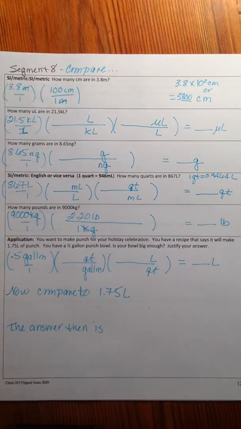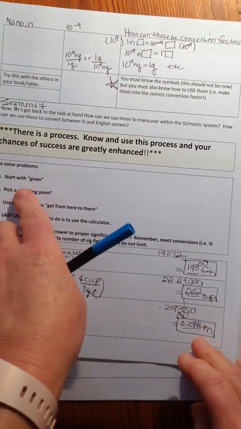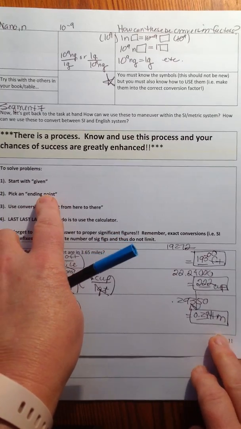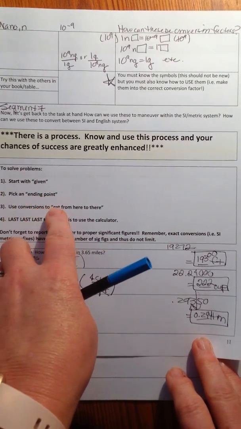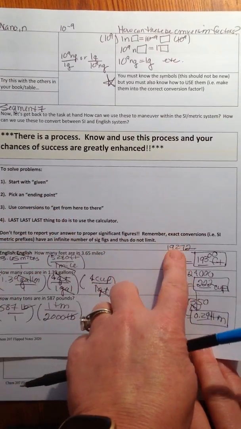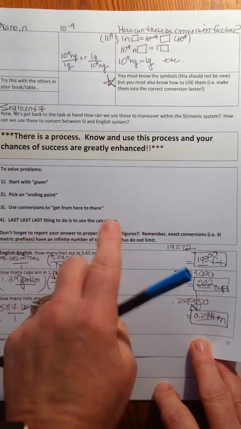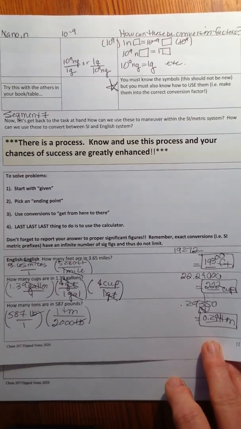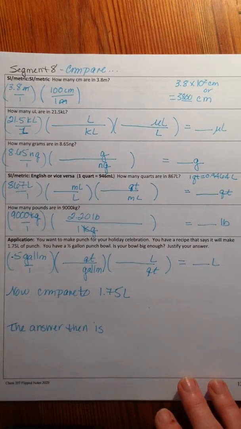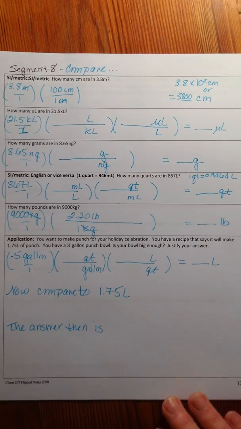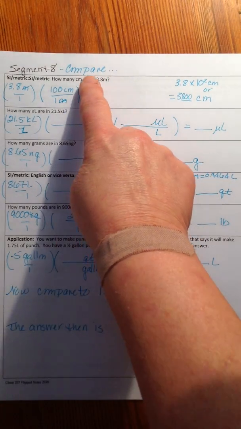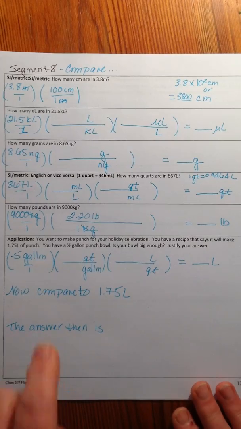In the last segment, you were shown how to do conversion problems according to a process. Pick a starting place, pick an ending place, look at your units, use conversions to get from beginning to end, cancel units, and then the very last thing you do is use your calculator. You were also instructed to go on to page 12, complete the problems, and then compare to how I do them. So this was your job, to have completed these and compare.